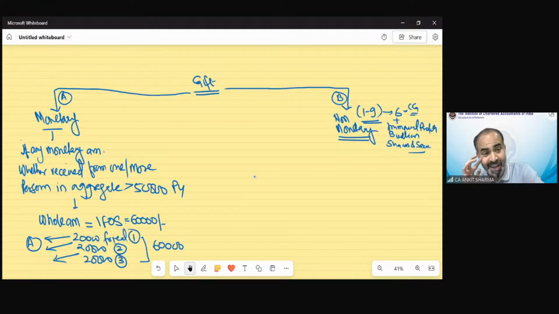As simple as that. Suppose Mr. A received 10,000 from each of his 5 friends. So in aggregate, he received 50,000. There would not be any income from other source. Even if 1 rupee has been increased, the full 50,001 rupees will be treated as his income from other source. I hope it's clear, simple, fair and square.